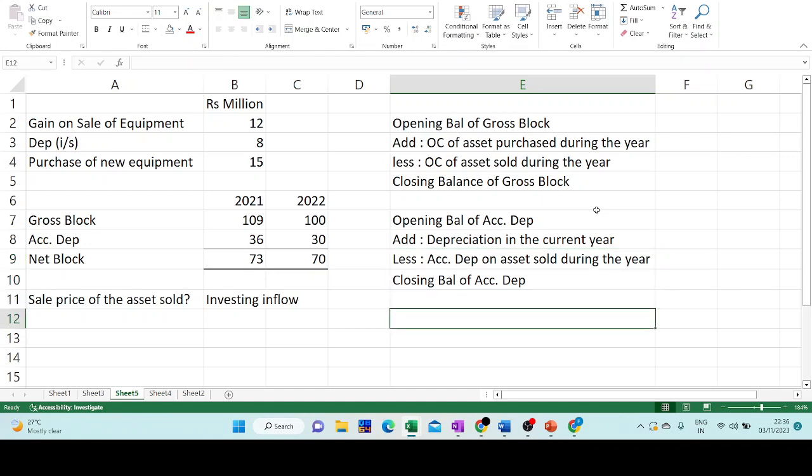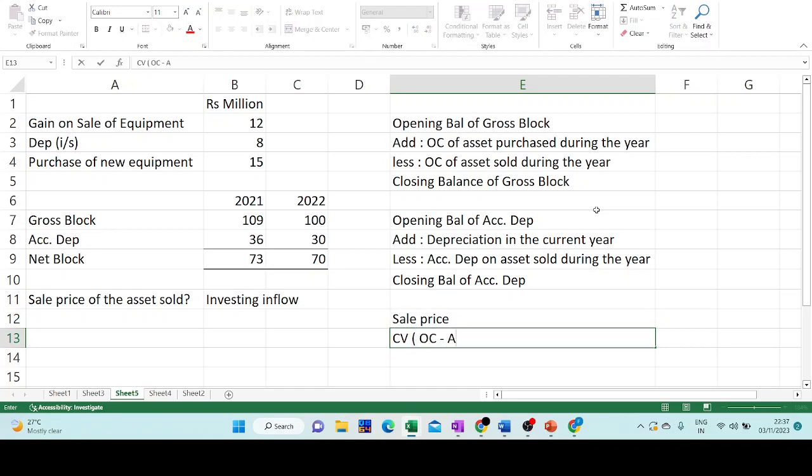Okay, now we have to calculate the sale price of the asset sold. So sale price of the asset is what? It's the carrying value of the asset. Carrying value of the asset is what? Original cost minus accumulated depreciation. So to calculate the sale price of the asset sold, we have to calculate the carrying value of the asset sold. And carrying value of the asset sold is the original cost of the asset sold minus accumulated depreciation on the asset sold.